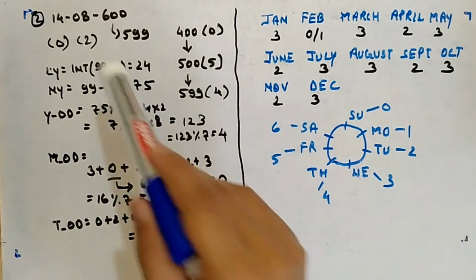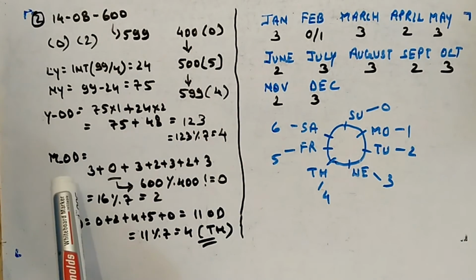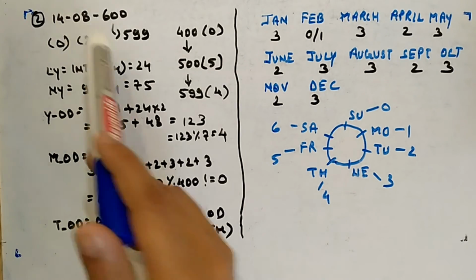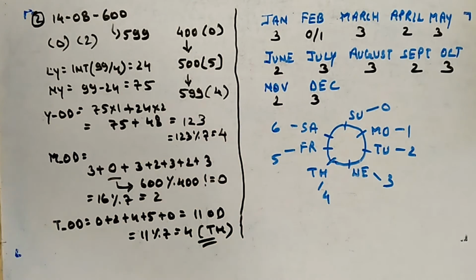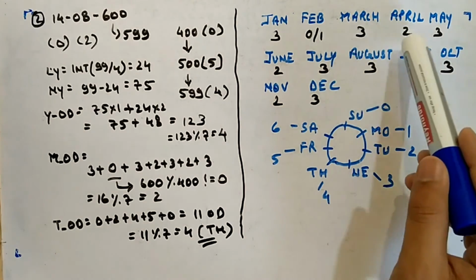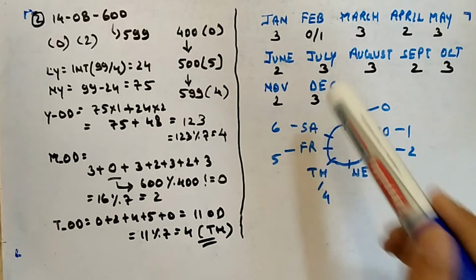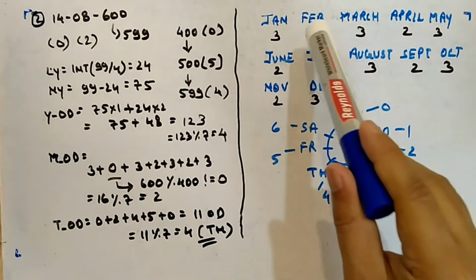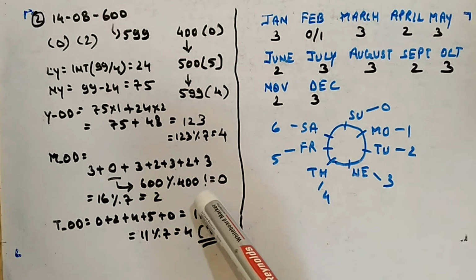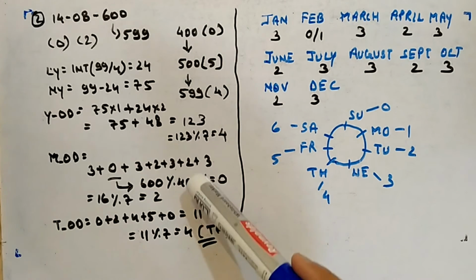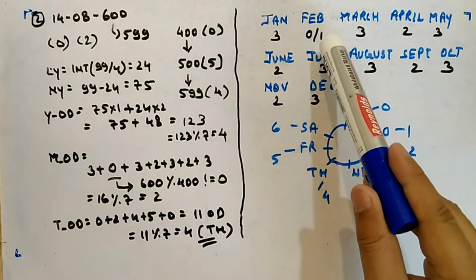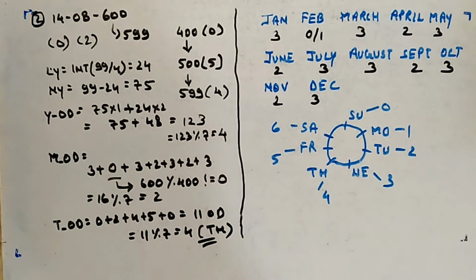This is the year part. Now let's look at the month part. The month is August, so till July you have to count. So you can see 3 plus 0 plus 3 plus 2 plus 3 plus 2 plus 3. Why are you taking 0 here? Because 600 is a century year, but it is not divisible by 400. If this would have been a leap year, I would have taken 1 here. That is why we are taking this 0.